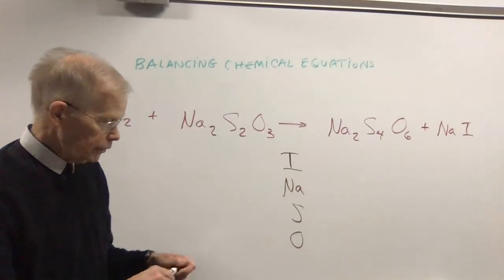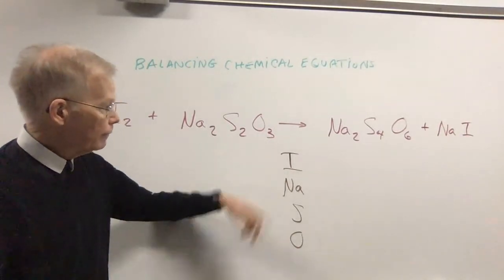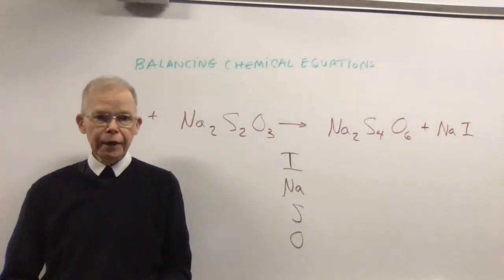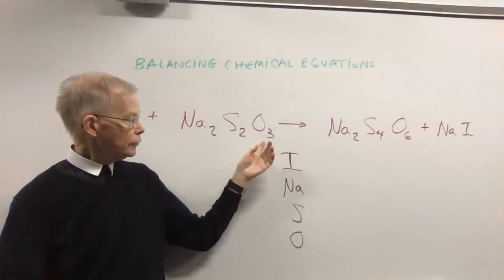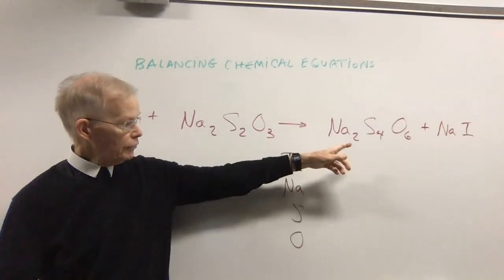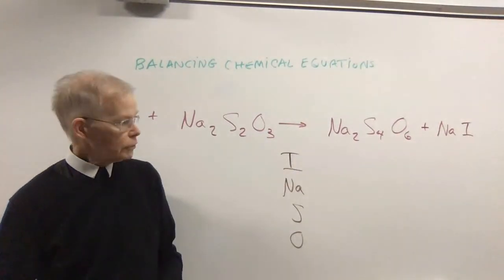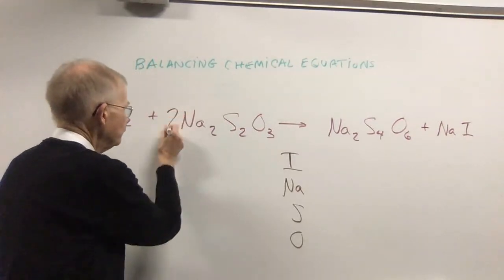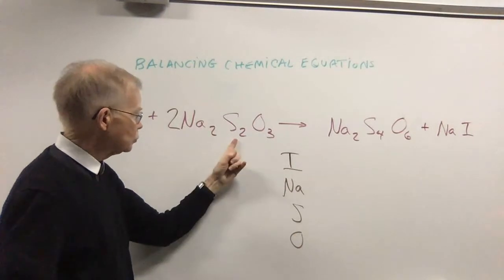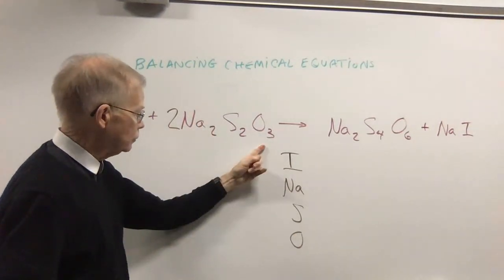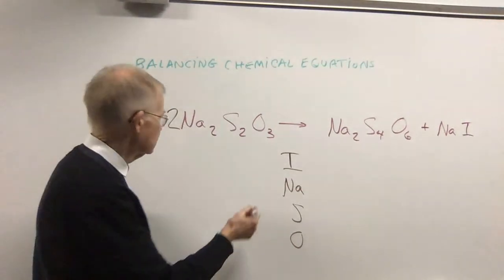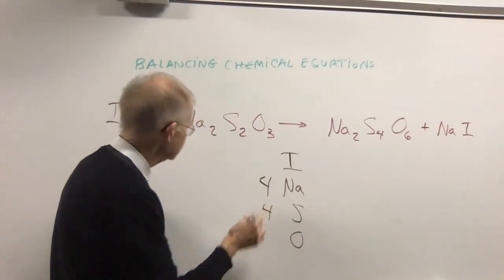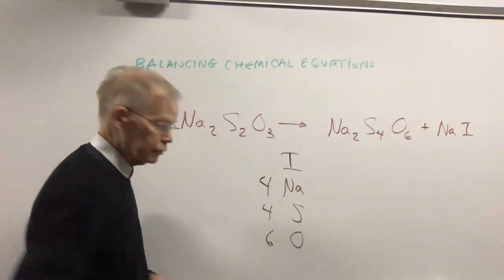I'm going to start off by looking at the S2O3, and then over on this side, S4O6. Well, as I look at it, I can see that S2O3 could be doubled and give me S4O6. So it looks like if I put a 2 in front of this sodium compound, then I can have 4 sulfurs and 6 oxygens. So let me write those down. I've now got 4 sodiums here, 4 sulfurs, and 6 oxygens.